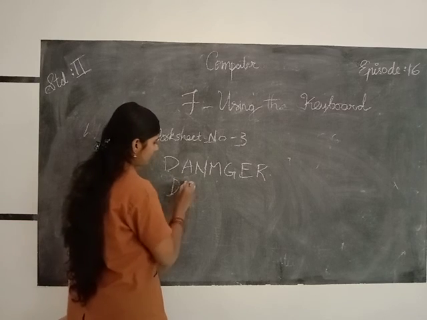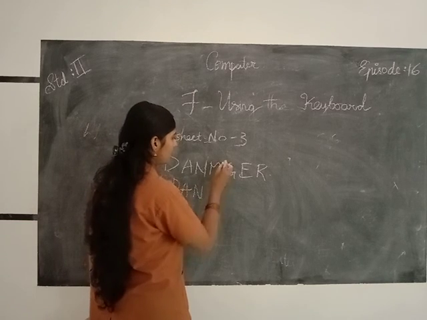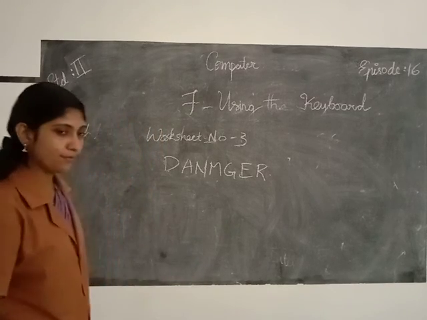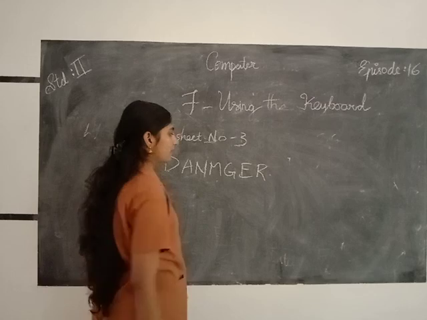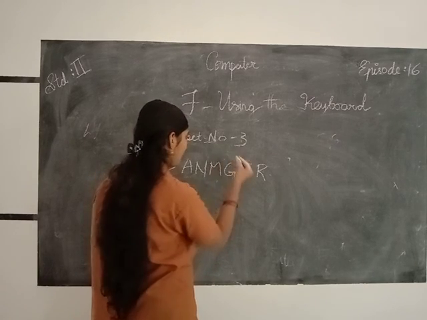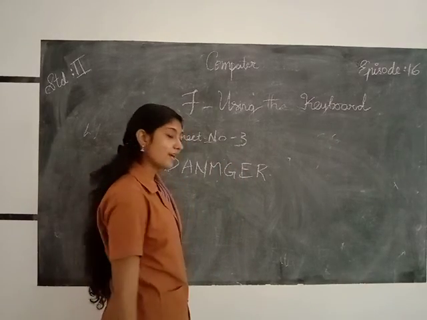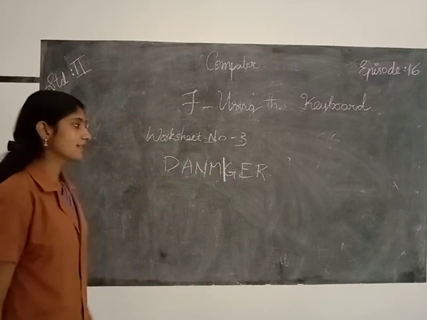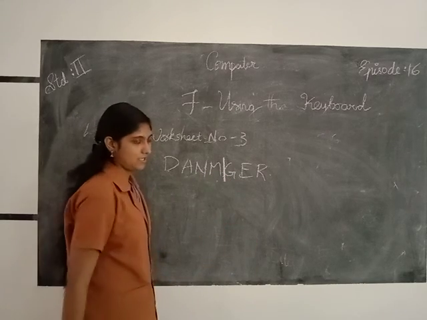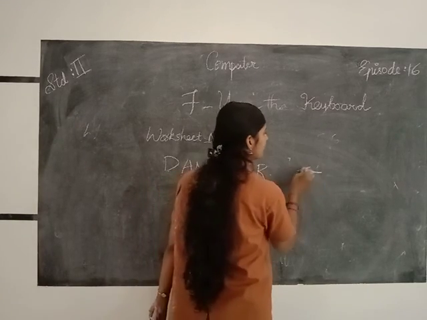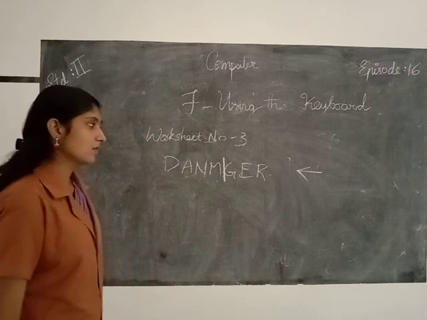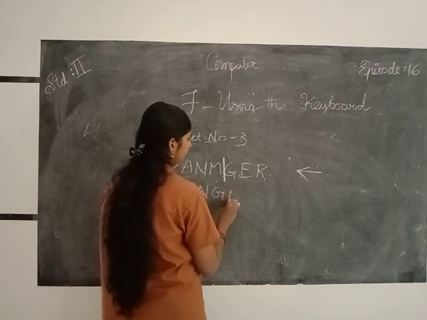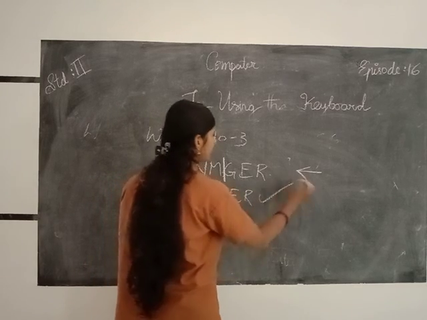So what happens? D-A-N, removing the letter M. First of all, put the cursor onto the right side of the word you want to remove. So first place the cursor to the right side of the letter M and then press the backspace key. So it will be removed. The result is danger. The correct word is danger.